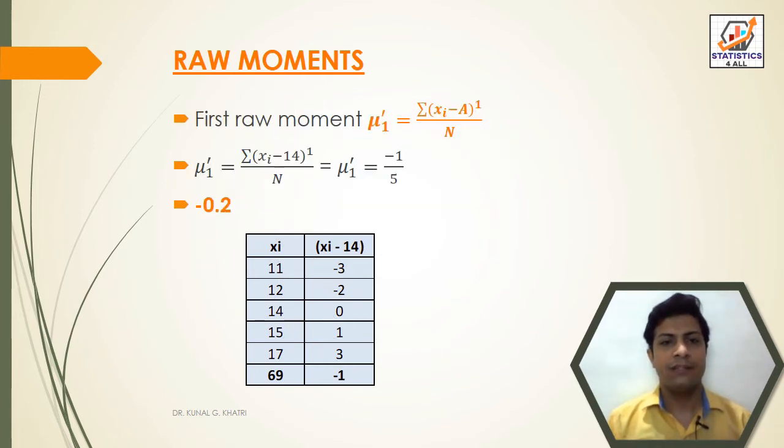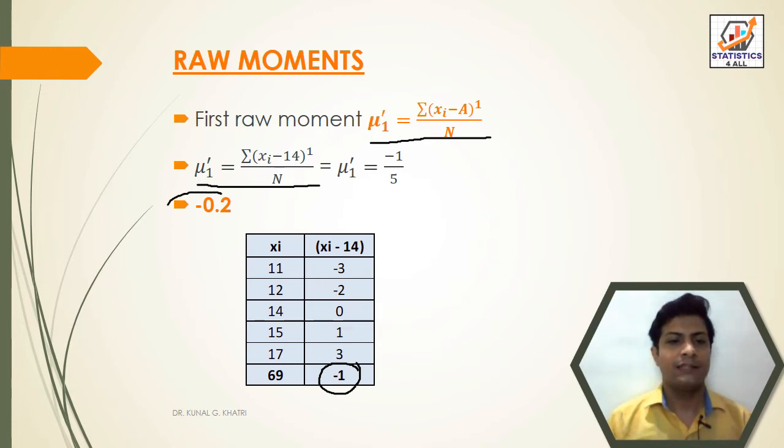After finding this value, we put it in the formula of the first raw moment, that is mu1 dash is equal to sigma xi minus a divided by n. Here a is equal to 14. Therefore mu1 dash is equal to sigma xi minus 14 divided by n, and sigma xi minus 14 is equal to minus 1. So mu1 dash is equal to minus 1 upon 5. So our answer is minus 0.2.